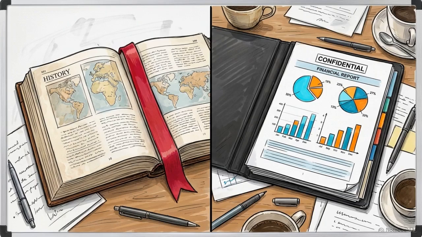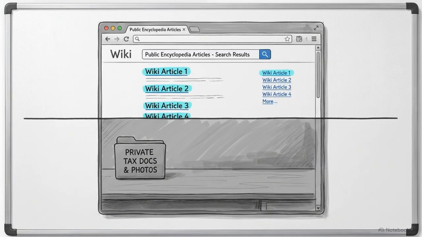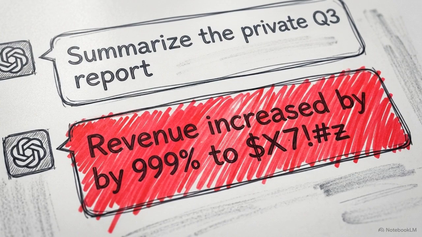If you ask a traditional AI model to summarize yesterday's history lecture or analyze a private business report, it often struggles. Because these models rely on a vast general knowledge base, they lack access to your personal files and frequently try to fill in the gaps by making things up, a problem known as hallucination.